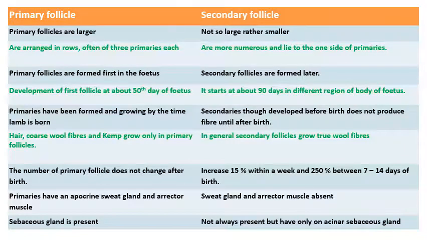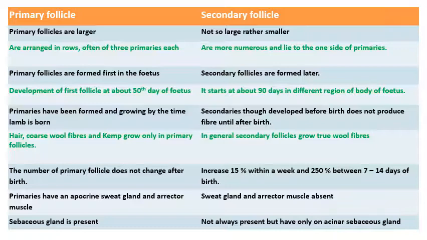Here we can see a comparison between primary follicle and secondary follicle. The primary follicles are larger in size, whereas the secondary follicles are comparatively smaller. The primary follicles are arranged in rows, often of three primaries each. So three primaries come together at a time, whereas the secondary follicles are more numerous and lie to one side of the primary. So secondary follicles are in large numbers, and they remain at one side of the primary follicles. Primary follicles are formed first in the fetus.